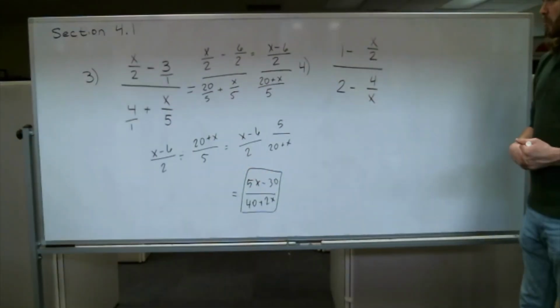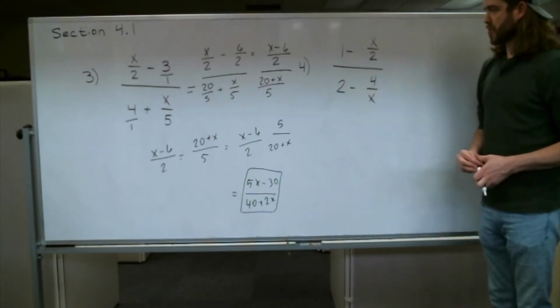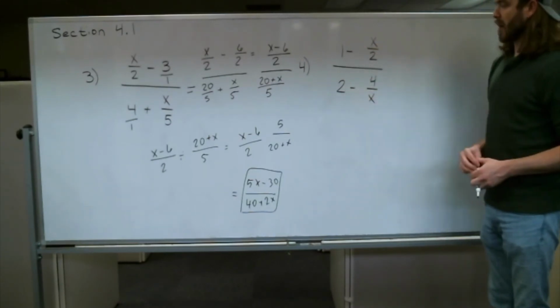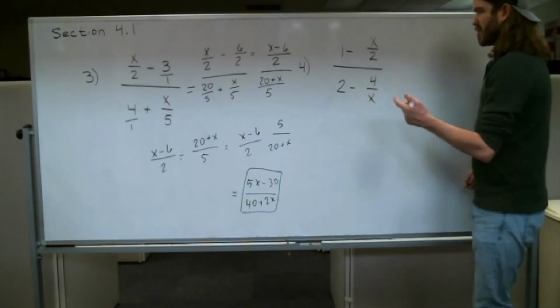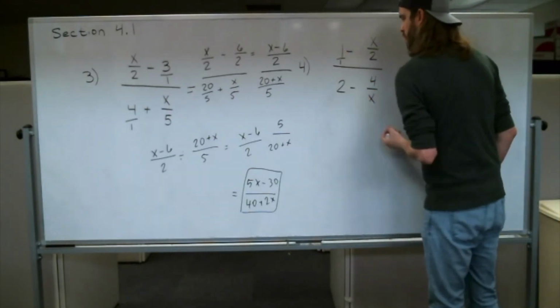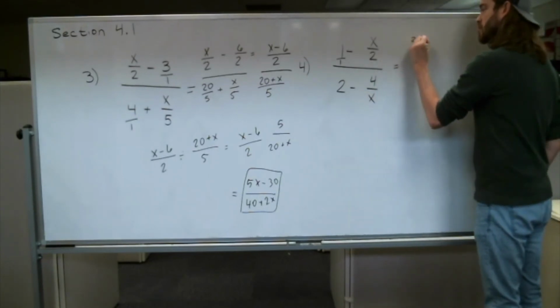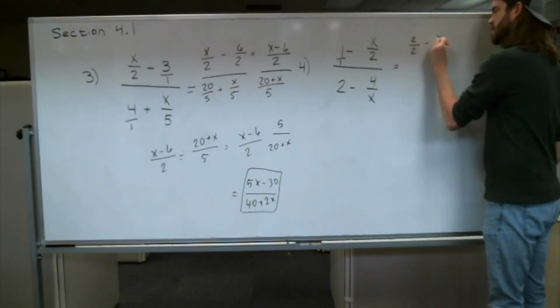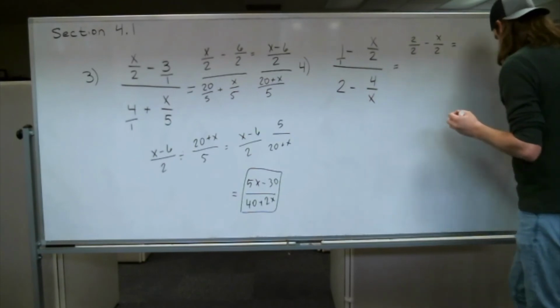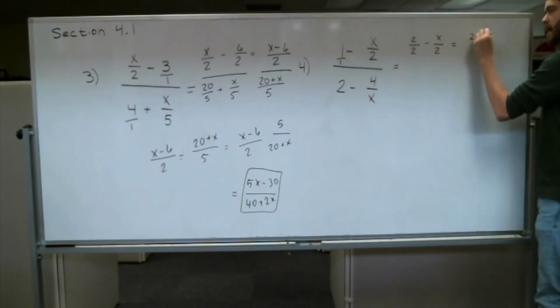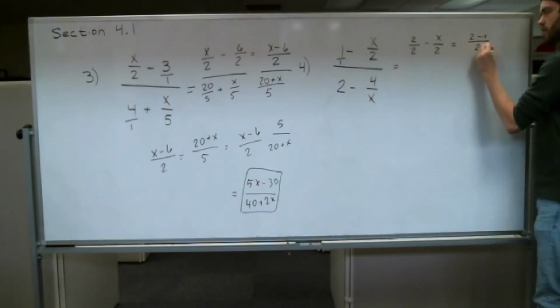For our next example, we have 1 minus x over 2 divided by 2 minus 4 over x. So let's take care of our numerator first. We're going to put that over 1. Our common denominator there is 2, so that's going to be 2 over 2 minus x over 2. And that's going to give us 2 minus x over 2.